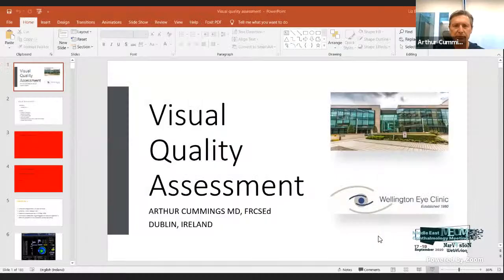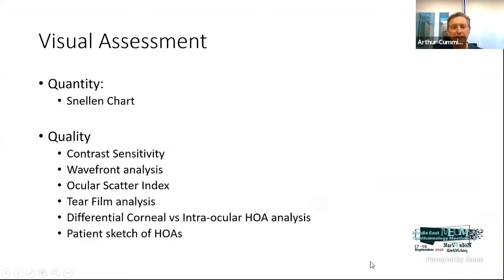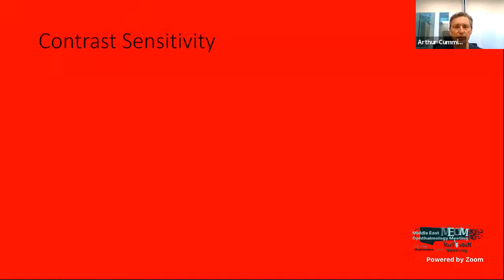I'm going to speak about visual quality, and I can make it happen a bit more quickly. I think I have 20 minutes, but I'll try to do it in less time. This topic should have been a little earlier, but we got caught up with time. It's about visual quality assessment. Generally speaking, on a Snellen chart we're only measuring quantity. The quality includes things like contrast sensitivity, wavefront analysis, ocular scatter, tear film, differential corneal and intraocular higher order aberration analysis, and also the way a patient would sketch their own higher order errors.